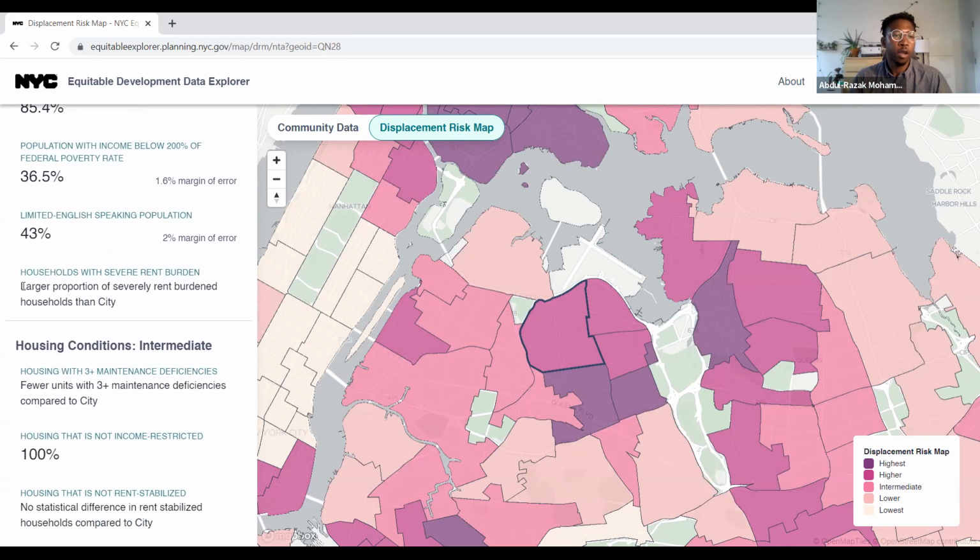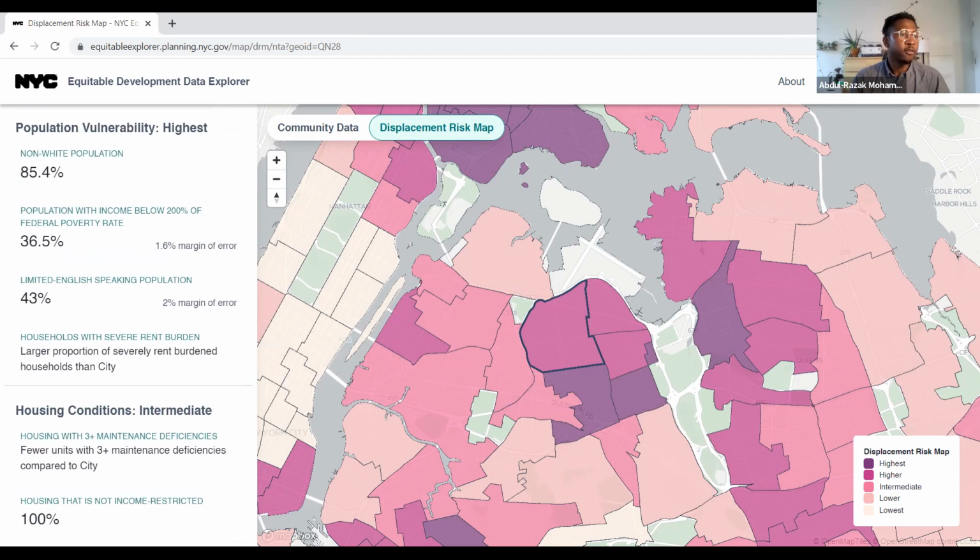Also, on the point of households with severe rent burden, we can see that Jackson Heights has a larger percentage of severely rent burdened households when compared to the city. If you remember, severely rent burdened or even extremely rent burdened are folks who are maybe paying 50% or more of their income towards their rent. So we see that that's a larger proportion when compared to the other parts of New York, or compared to New York in general.